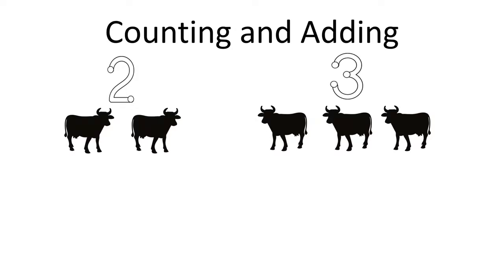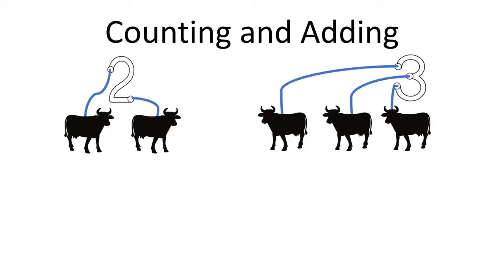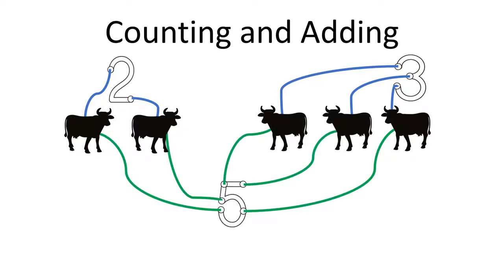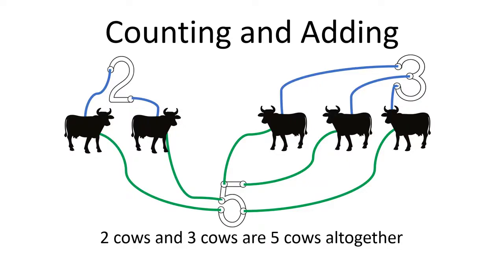We can also then go on to adding. So here we've got 2 cows, and we've also got 3 cows. So the podules on the digit 2 connect to 2 cows. The podules on the digit 3 connect to 3 cows. And there you see the only digit that has as many podules as there are in 2 and 3 is the digit 5. And you can connect each podule on the digit 5 to one of the things it's counting. So 2 cows and 3 cows are 5 cows altogether.